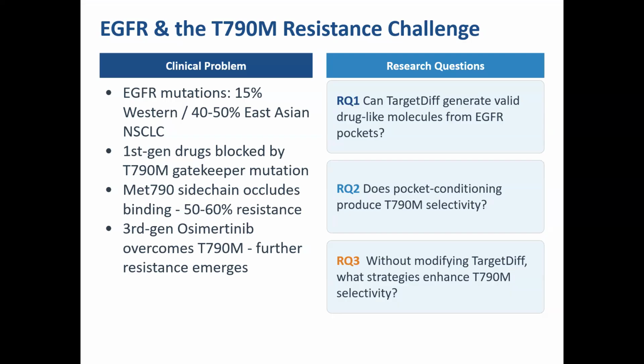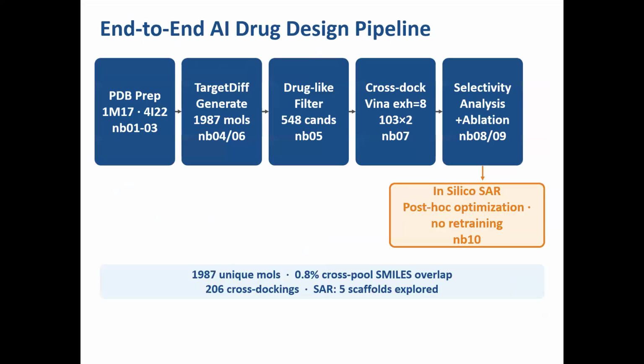Three questions. Can TargetDiff generate valid drug-like molecules from EGFR pockets? Does pocket conditioning produce T790M selectivity? And if not, what can we do without retraining?